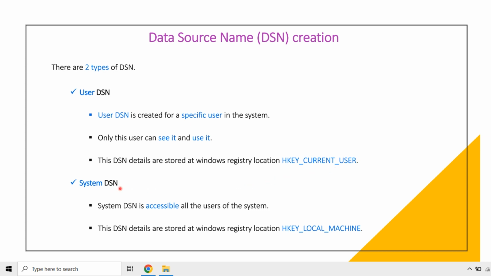System DSN. This DSN is accessible to all the users of the system. This DSN's details are stored at the Windows registry location HKEY_LOCAL_MACHINE. Let's open the Windows registry and check the details.